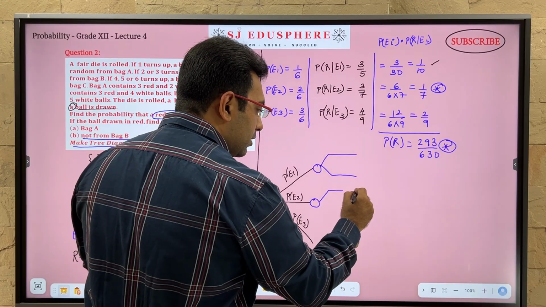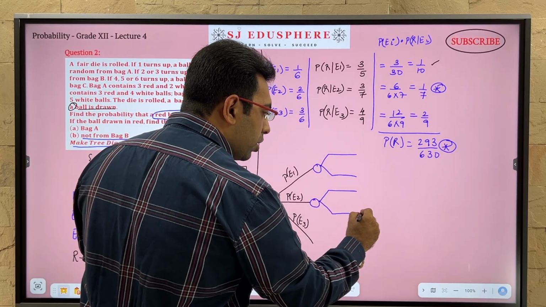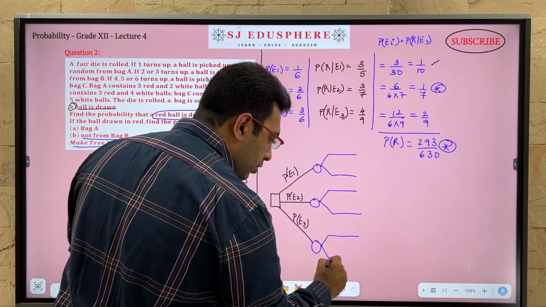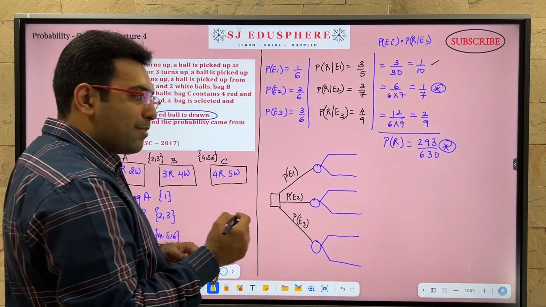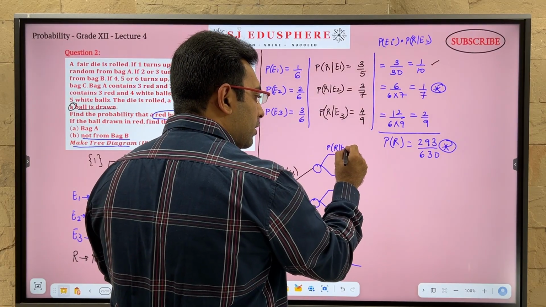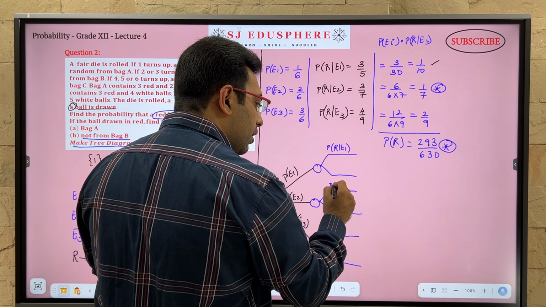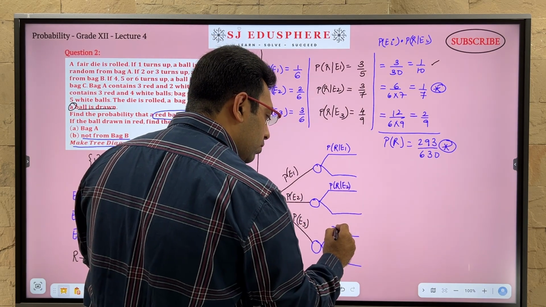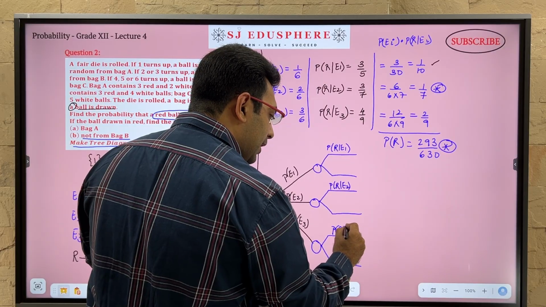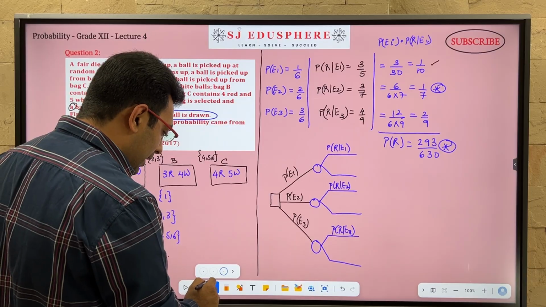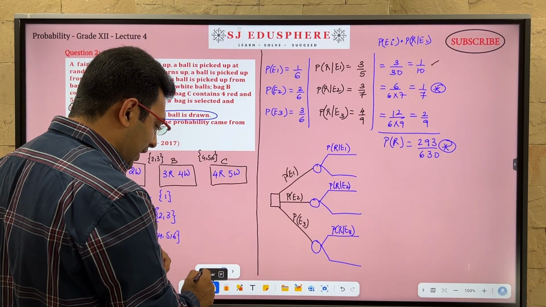Again a circle, red or a non-red. So I am writing this as probability red given from bag 1, probability red given from bag 2, probability red given from bag 3. Now let us write the numbers which we have.